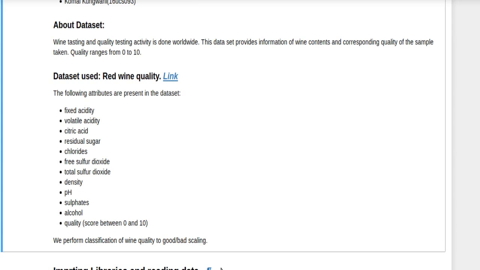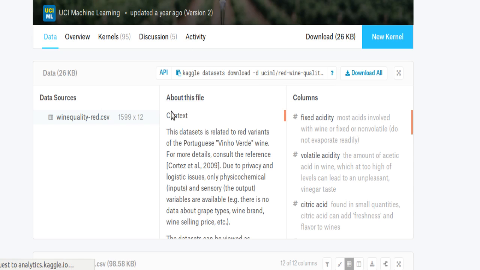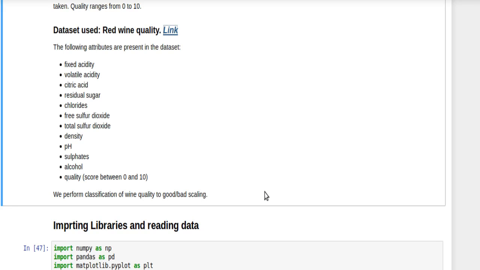As you know, wine tasting and quality testing is a popular activity done all around the world. So let's talk about our data set. We have taken the data set from the Kaggle website, as you can see from here. Attributes in this data set are fixed acidity, volatile acidity, citric acid, residual sugar, chlorides, free sulfur dioxide, total sulfur dioxide, density, pH, sulfates, quality, and alcohol.